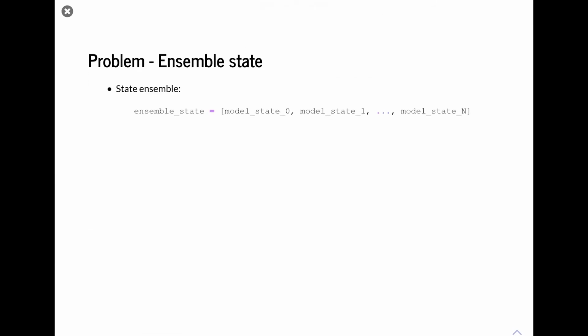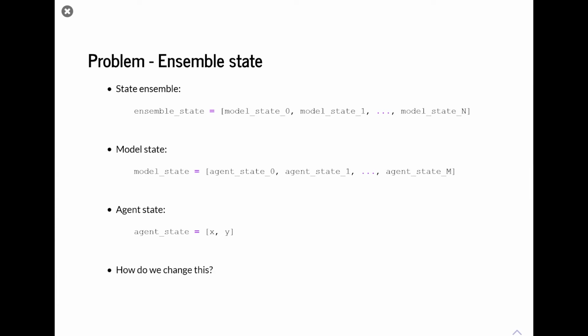So let's have a think about what our model looks like. If we have the whole ensemble, the ensemble itself is a collection of model states from model 0 up to model n. So we've got n copies of the model. And each model state is a collection of agent states. So you've got, let's say, m agents, so agent 0 up to agent m within each model state. And each of those agent states has an XY location.